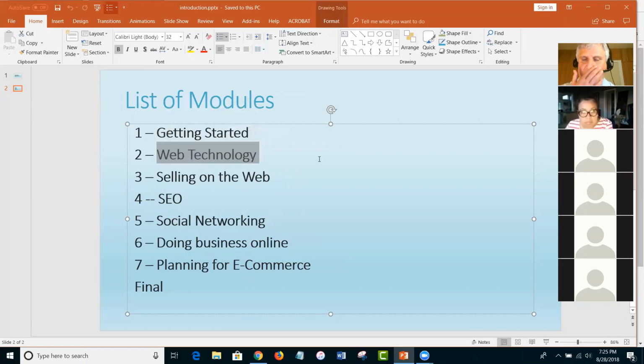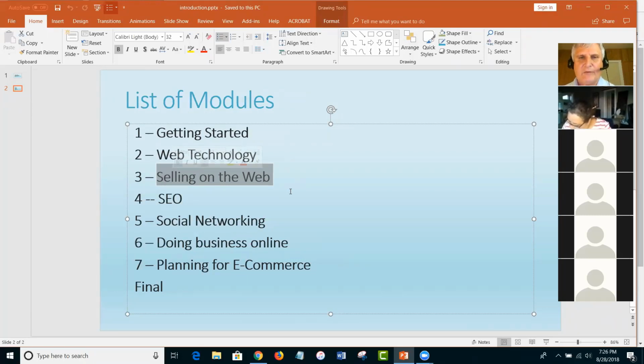And then the next 2 weeks, we're going to be going over web technology. So these are the methods that you use to sell online, and we do a compare and contrast of different methods to sell online. And at this time, you'll also be getting your account with Shopify. And I'm going to have you make a start using Shopify.